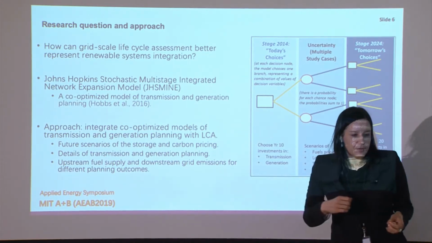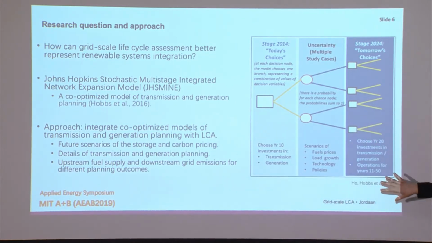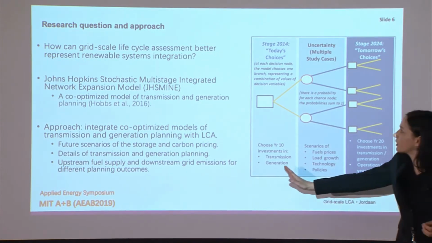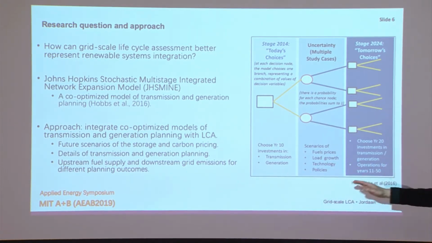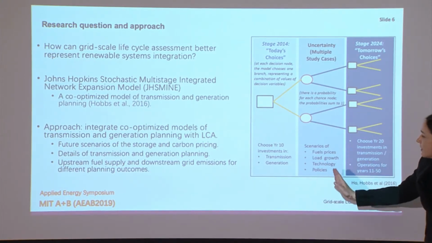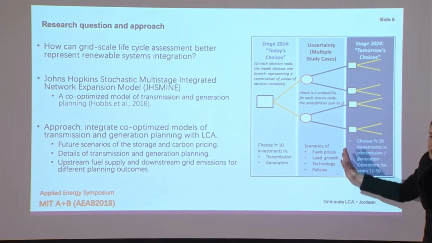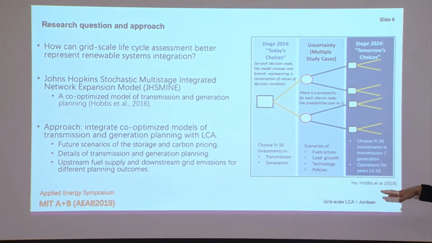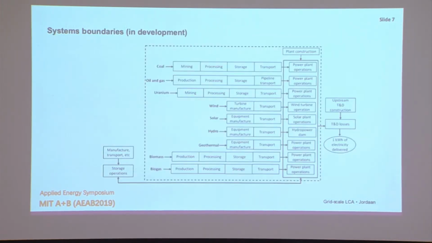And also the upstream emissions. And this gives you a quick look at how the multi-stage system works. So looking at initial decisions, so today's choices, and then 10 years out where you have a specific probability to land on a certain event, and then another stage which looks out into 2034. So we expand out from looking at just generation.